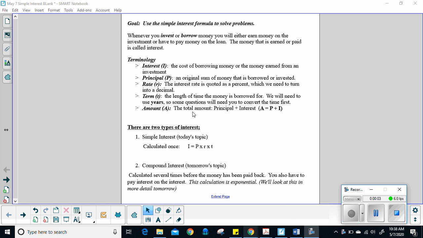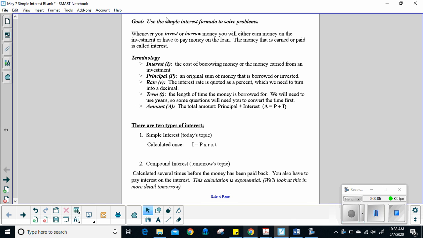All right, we're going to get into finance. So our goal today is to look at simple interest. Whenever you invest or borrow money, you will either earn money on the investment or you have to pay money on the loan. The money that is earned or paid is called interest.